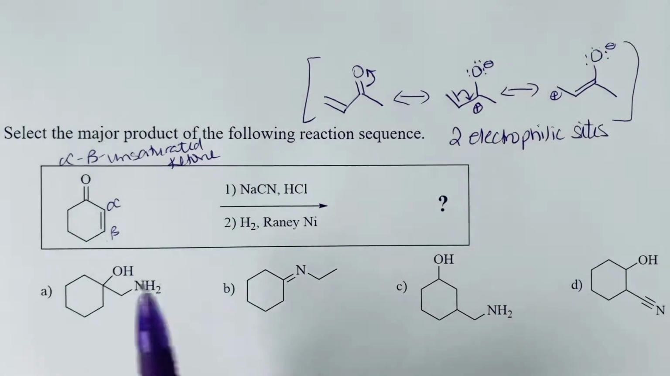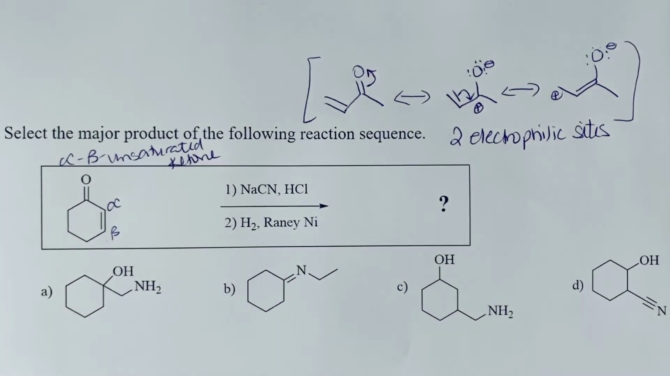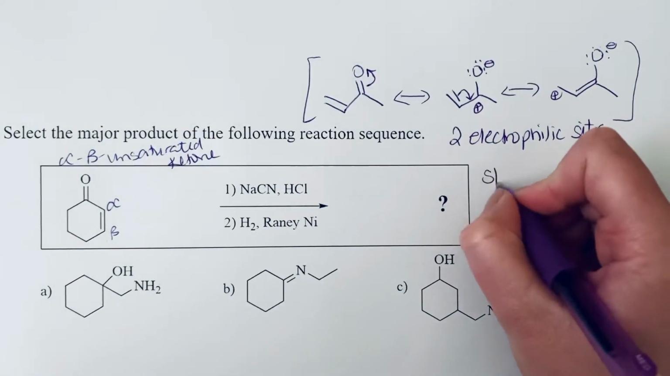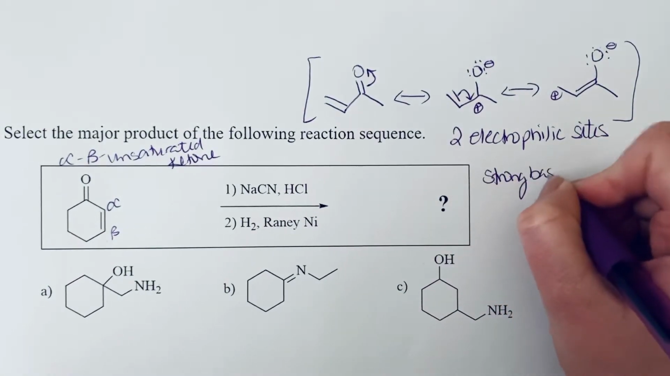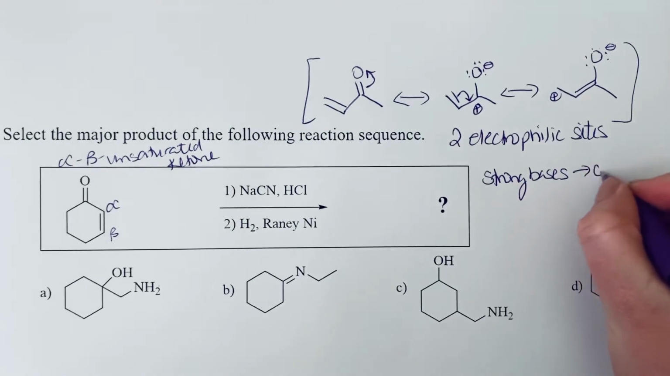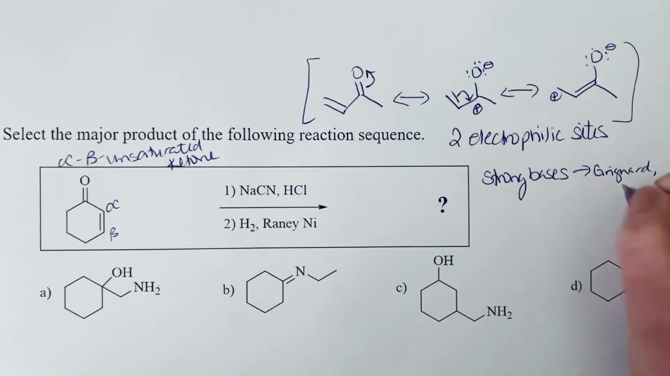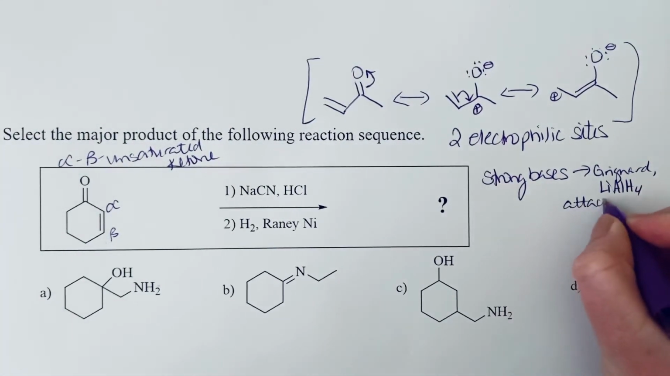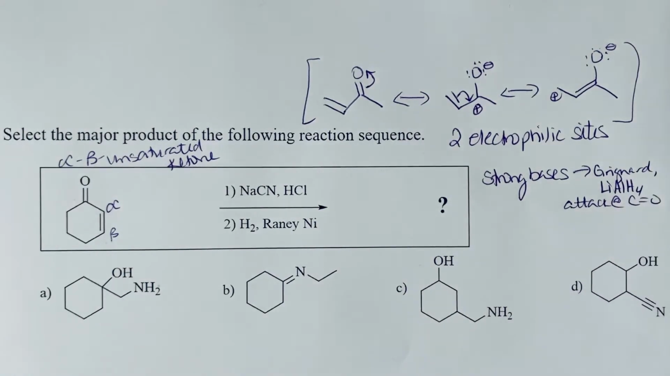When we're dealing with an alpha beta unsaturated aldehyde or ketone, and we're trying to decide where our nucleophile attacks, it depends on the type of nucleophile. Really strong bases that are also strong nucleophiles, things like Grignard reagents and lithium aluminum hydride, will attack at the carbonyl. These are known as hard nucleophiles, and that carbonyl carbon is your hard electrophilic site, where you've got a greater concentration of positive charge.